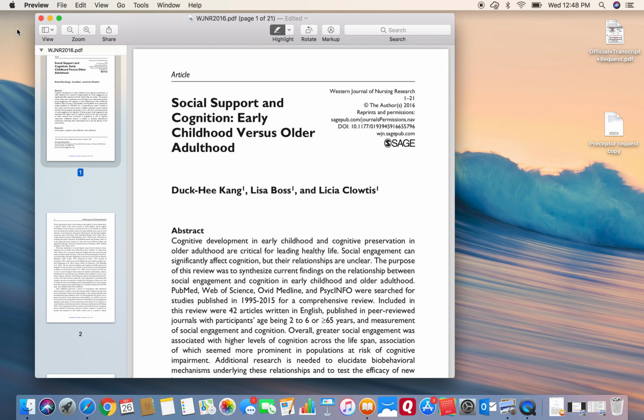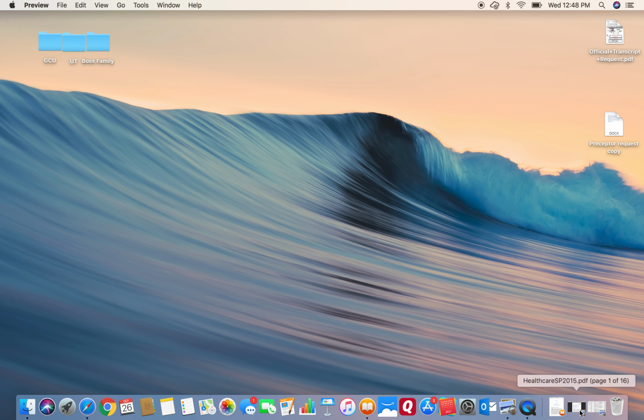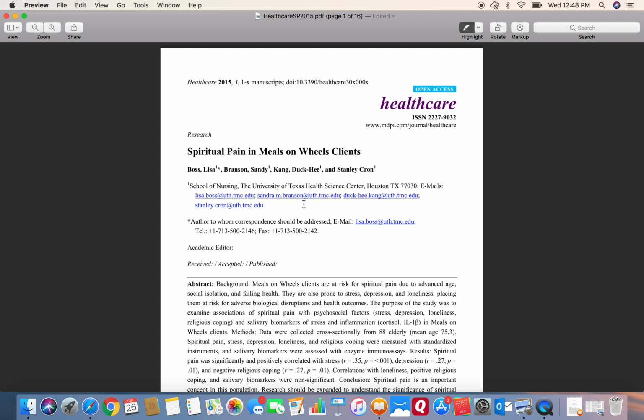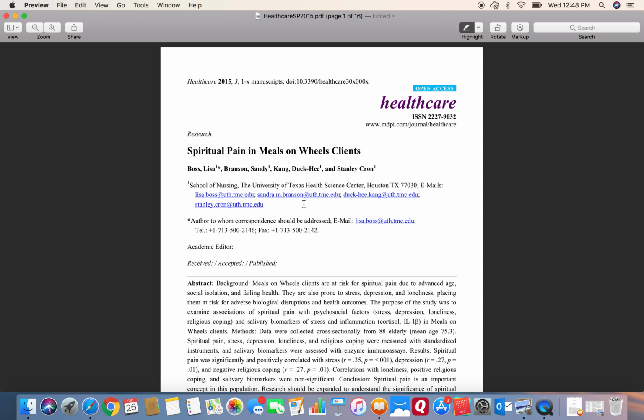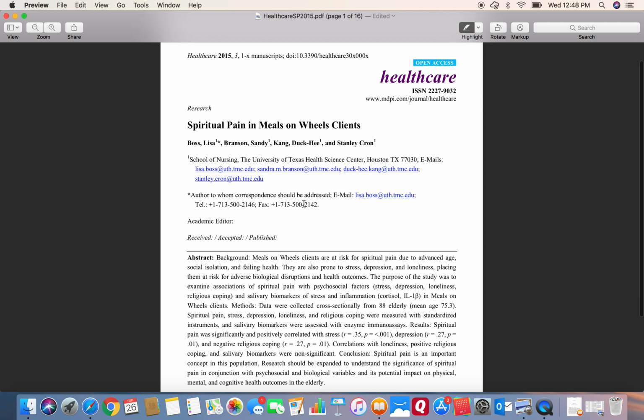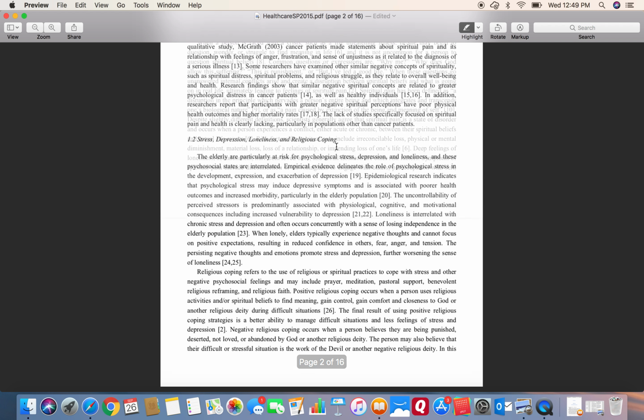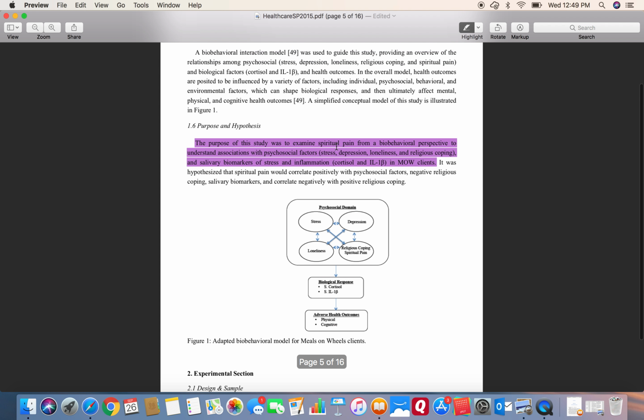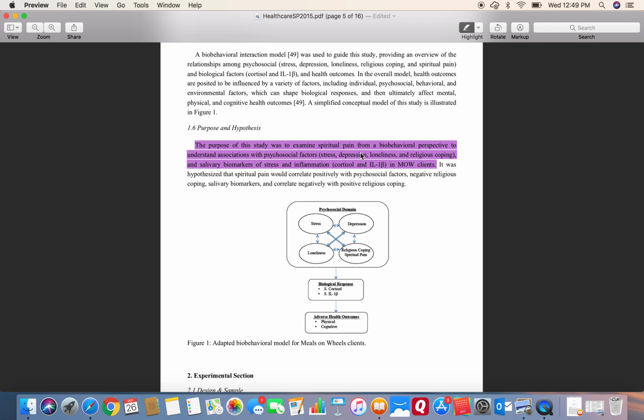Okay, so one more quick example for you, just something I want to say about inclusion and exclusion criteria. So this is a research study, so it's different than the systematic review. This is an original research study, cross-sectional, quantitative, that I did on spiritual pain in Meals on Wheels clients. So let's go down to the purpose and the methods. The purpose of the study was to examine spiritual pain from a biobehavioral perspective to understand associations with psychosocial factors and salivary biomarkers of stress and inflammation in Meals on Wheels clients.